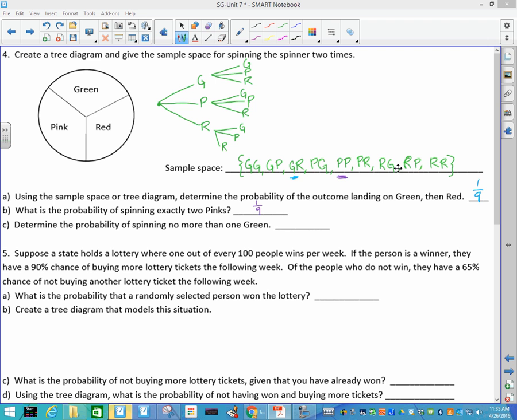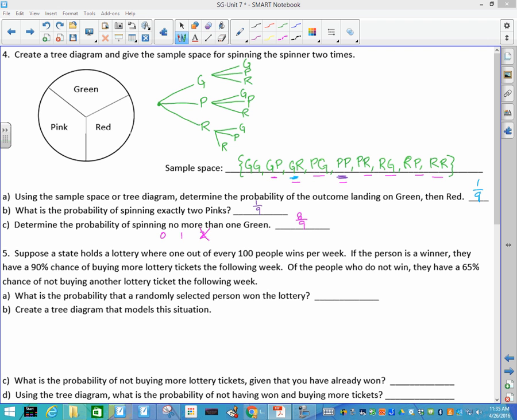Determine the probability of spinning no more than 1 green. Every time I spin, I can either get 0 greens, 1 green, or 2 greens. Is 0 more than 1? No, it's not. 1 is not more than 1, but 2 is. So I have to think of all the possibilities where I have 0 or 1 green, which is actually going to be all of them except for the one where I have 2 greens. So my probability will be 8 out of 9.